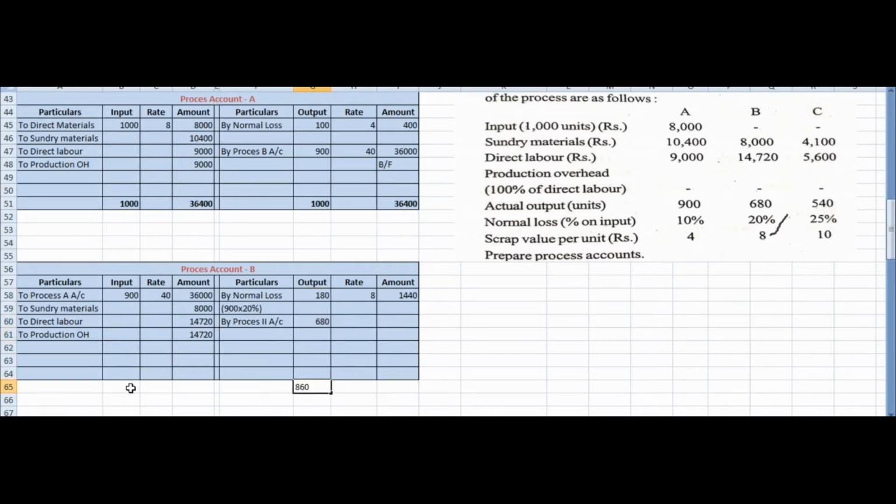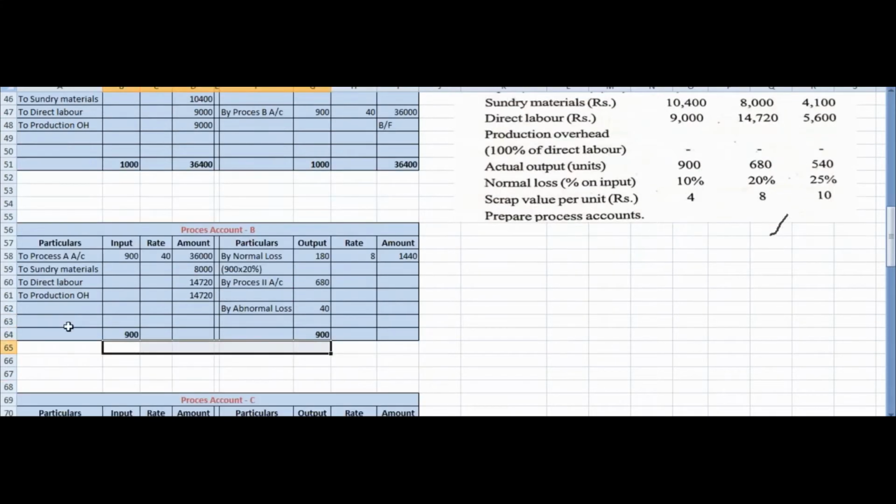If I wrote it right, roughly this side is 900. Which side total is more? This side, 900. The difference comes to how much? 40 units. So this 40 difference means abnormal loss. So we need to find these two now. For that you have to find the formula, which is cost per unit. So cost per unit equals the total of this column. We find the total of this column. How much comes?